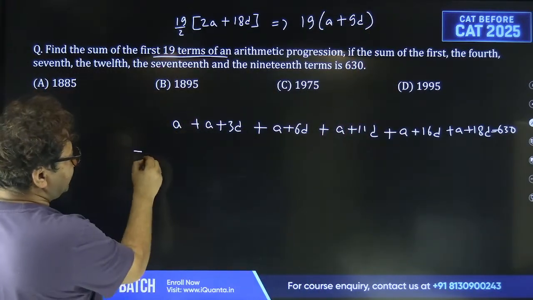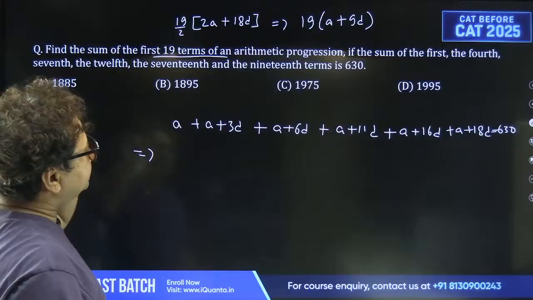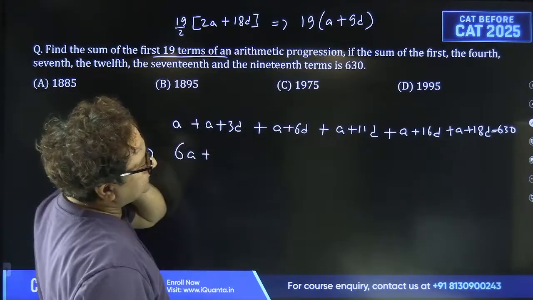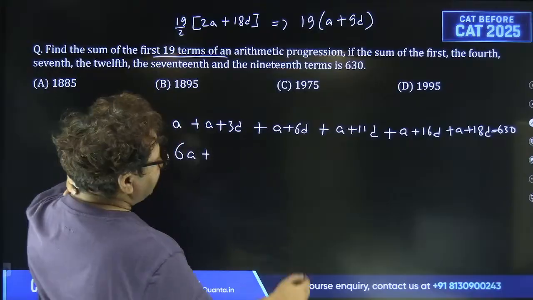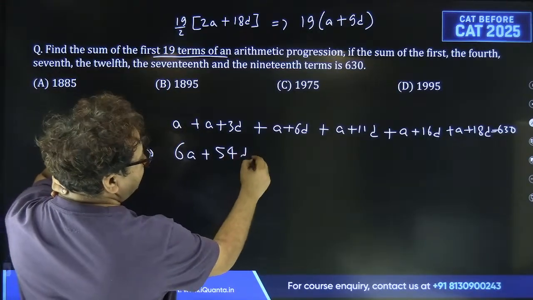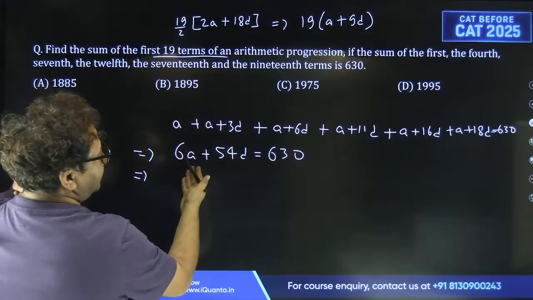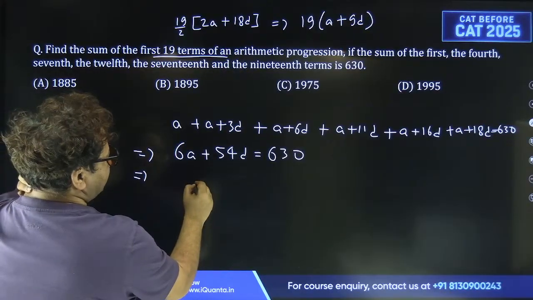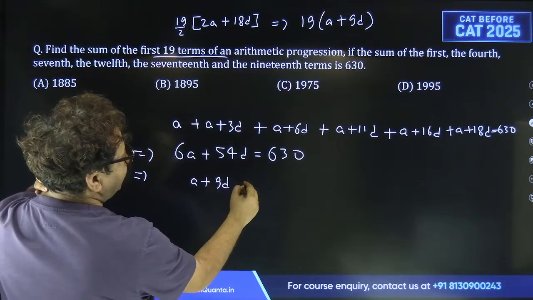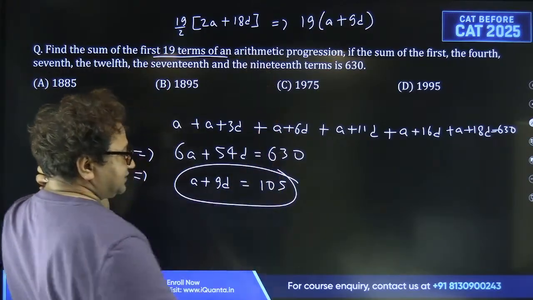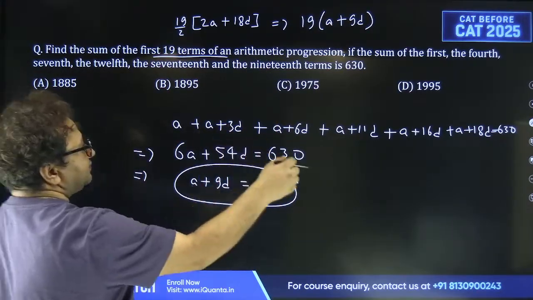How many A's are there? 6 A's are there, right? And if I add all these, 3, 6, 9, 11, 20, 36, 54 D is what we have. See? How well-behaved these are? Directly we are getting 6 times. So A plus 9D, you can take 6 common. 105 is what we get. Put it there and get the answer. So answer is 1995.